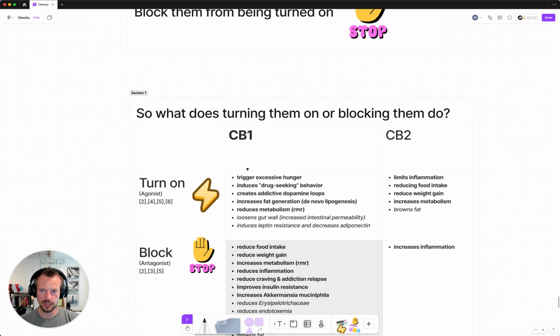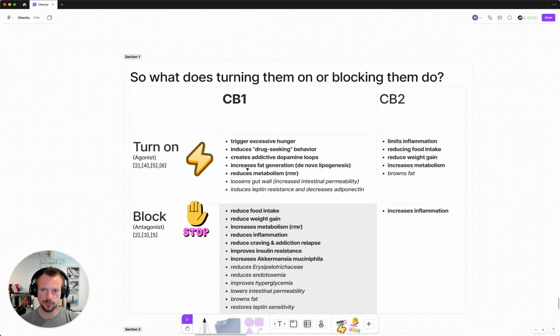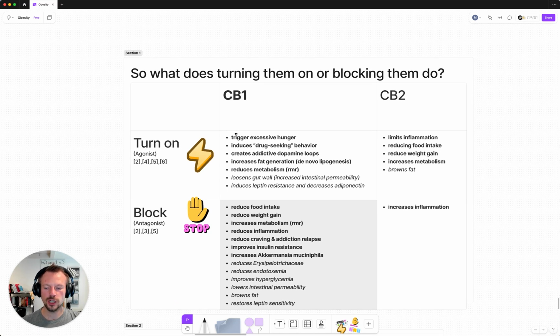So it is known and clinically proven with CB1, if you turn on the CB1 receptor, you can trigger excessive hunger in humans, you can induce drug-seeking behavior, or you can create addictive dopamine loops. So this goes back to food addiction. We found the CB1 receptor being activated when people take opioids, when they smoke marijuana, when they drink alcohol, and when they eat highly palatable ultra-processed foods. All of those things produce endocannabinoids.